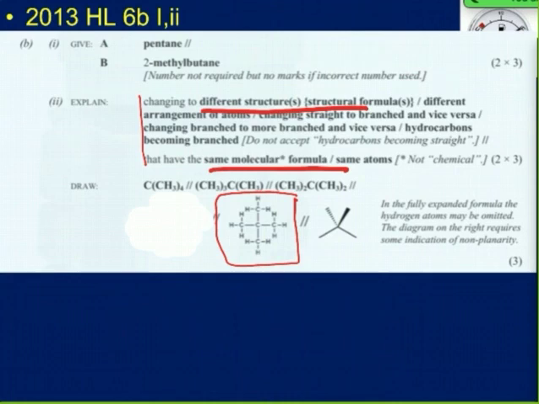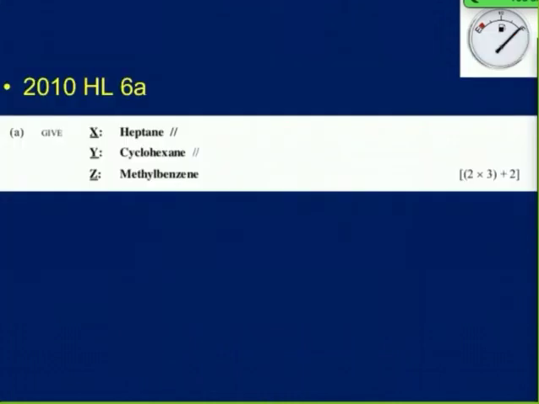Okay, and then the last one was the 2010, and it was name the 3 molecules. So heptane, cyclohexane, and methylbenzene.